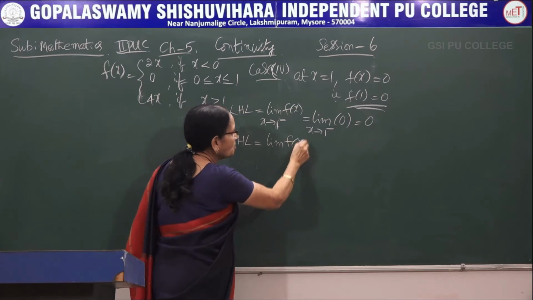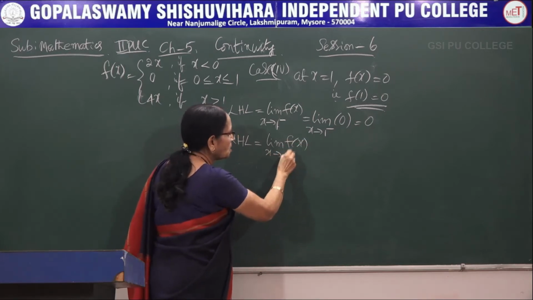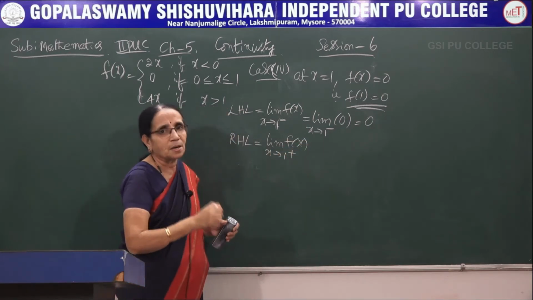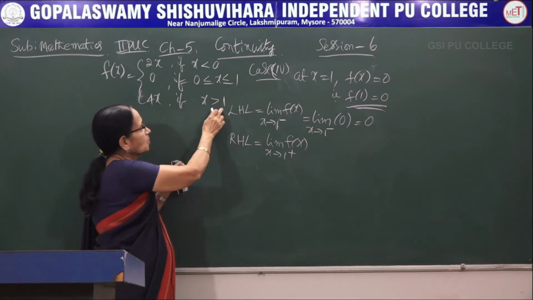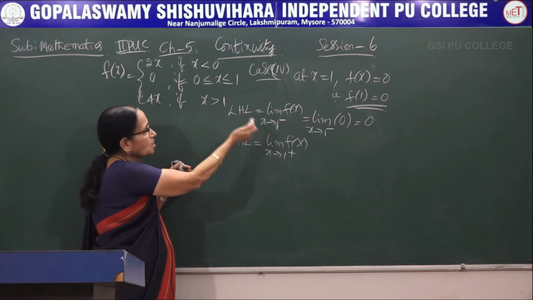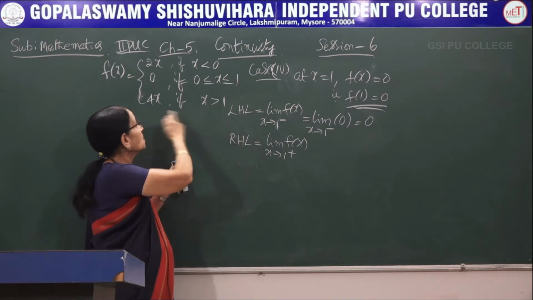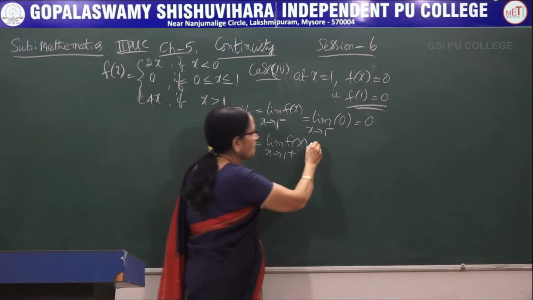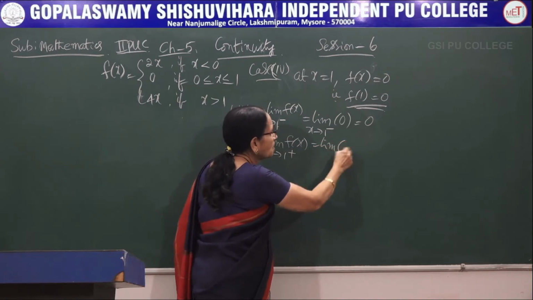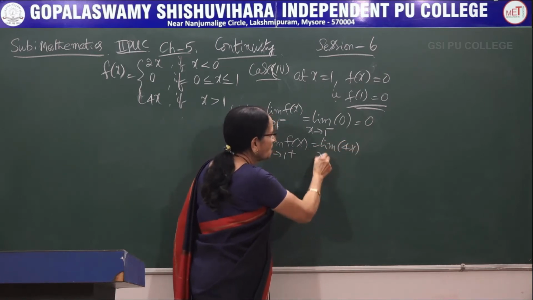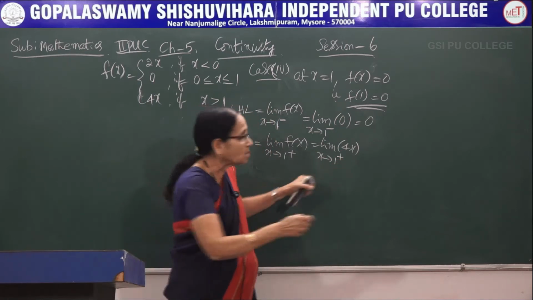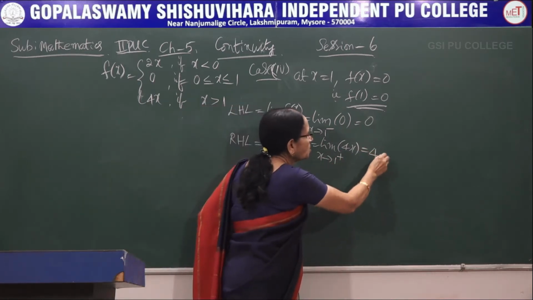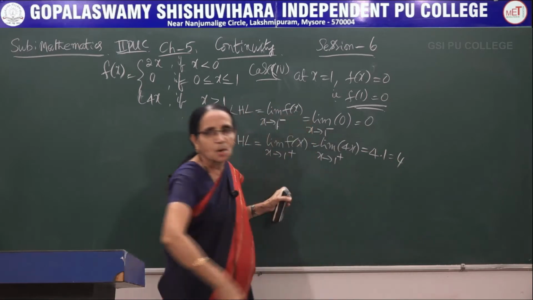Now, the limit of f(x) as x tends to 1 plus, that is the right hand limit. For all x greater than 1, 1 is approached through values more than 1. So the function is 4x, that is, the limit of 4x as x tends to 1 plus. Which value has to be given? 1 has to be given. 4 into 1 is equal to 4.